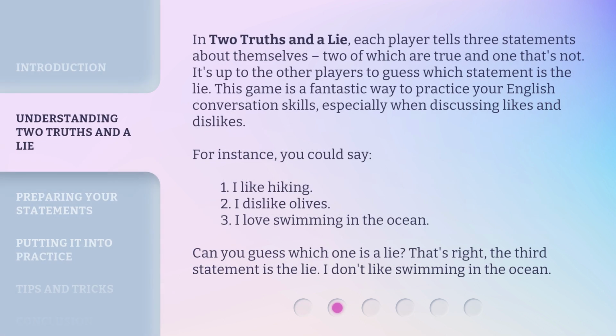In Two Truths and a Lie, each player tells 3 statements about themselves, 2 of which are true and 1 that's not. It's up to the other players to guess which statement is the lie. This game is a fantastic way to practice your English conversation skills, especially when discussing likes and dislikes.